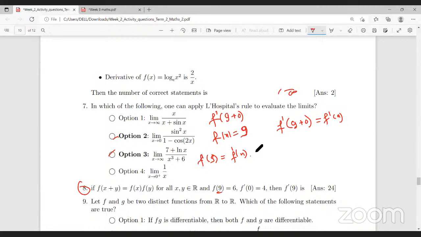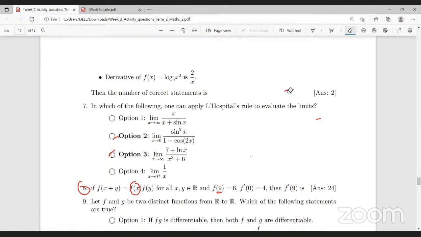f of 9 plus 0 is equal to f of x into f of y, so f of y is 1 and it equals f of x. Since f dash of 0 is given, f of 0 can also be 4 according to the rule that if the function is continuous, then it is differentiable also. Yes, I got it. We have been given this, right?